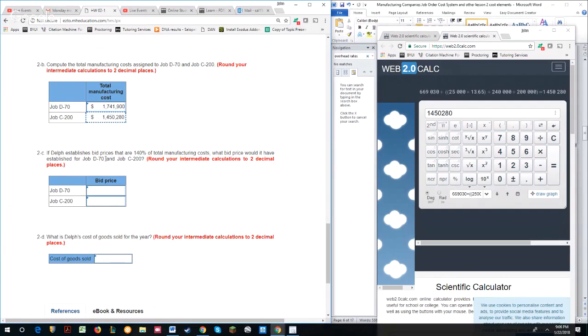If Delph establishes bid prices that are 140% of total manufacturing costs, what bid price would it have established? Oh, that's not good. 36,000.